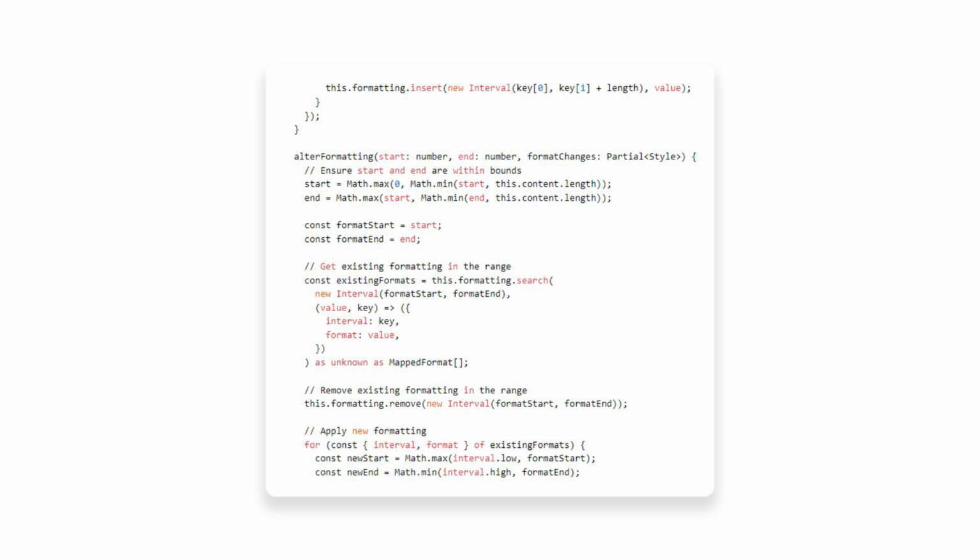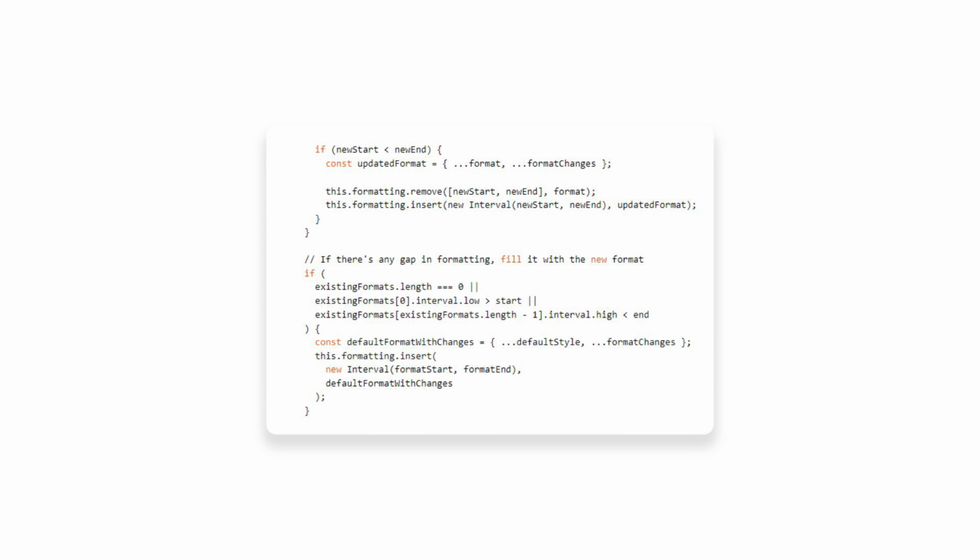This method modifies the formatting of text within a specified range, start to end. It ensures the indices are within valid bounds of the content length. It retrieves existing formatting in the specified range, removes those intervals, and prepares to apply new formatting. It calculates the new bounds, new start, new end, for each existing interval based on the provided formatting changes.